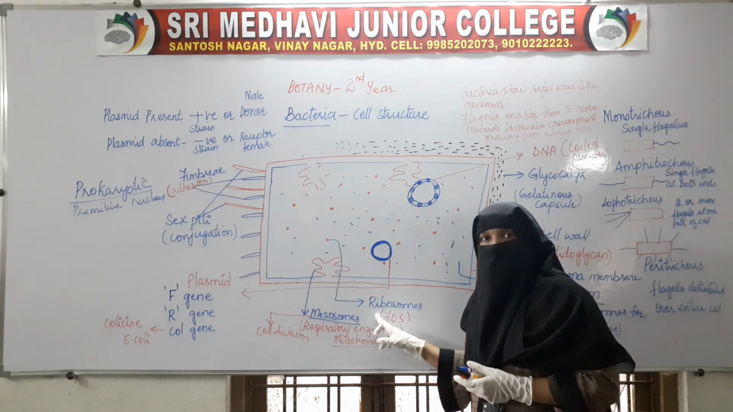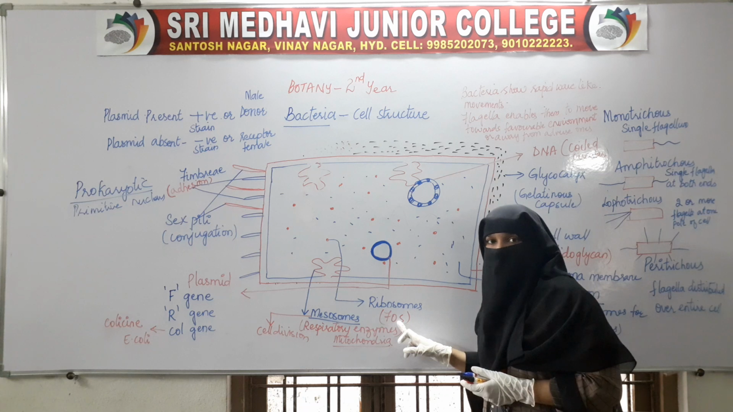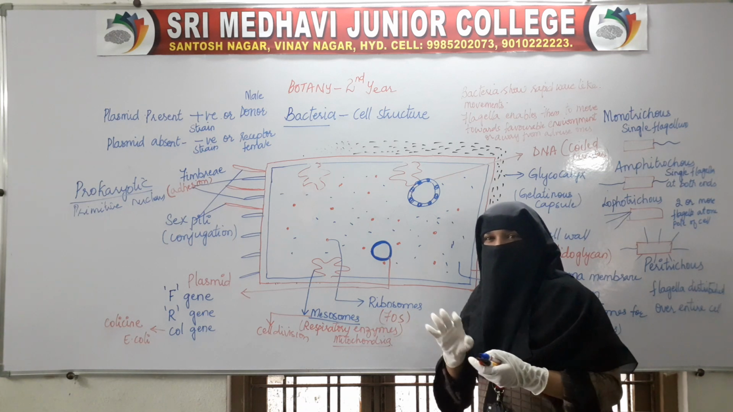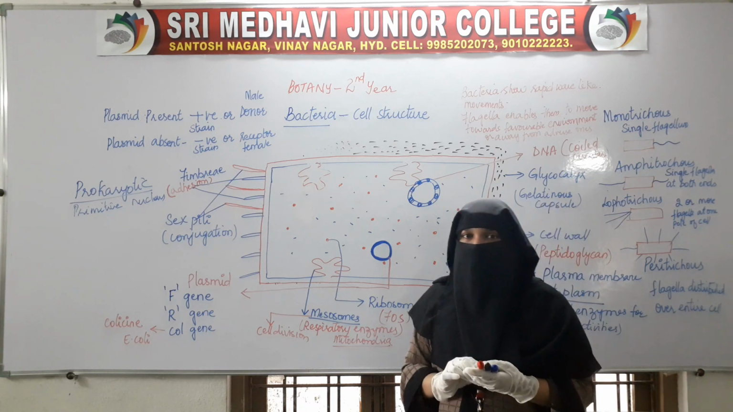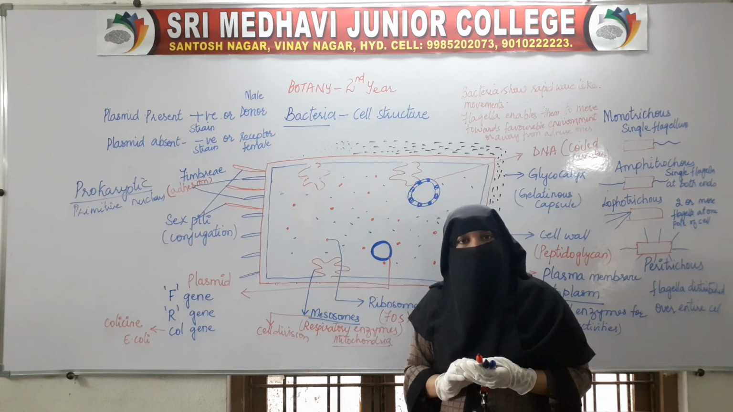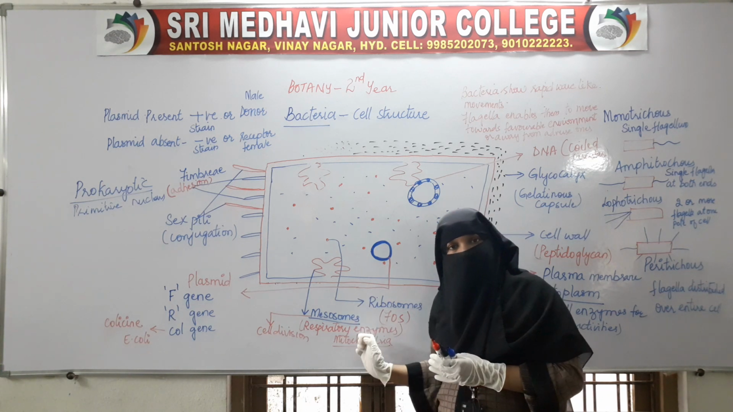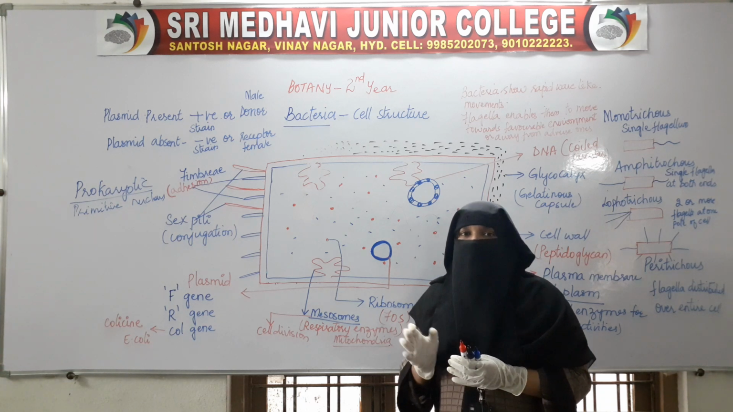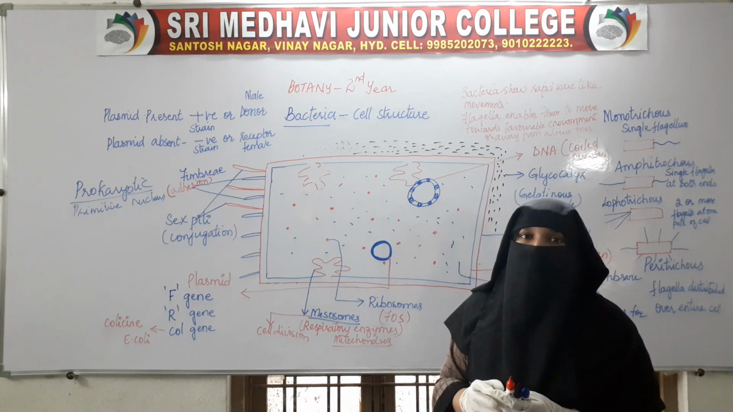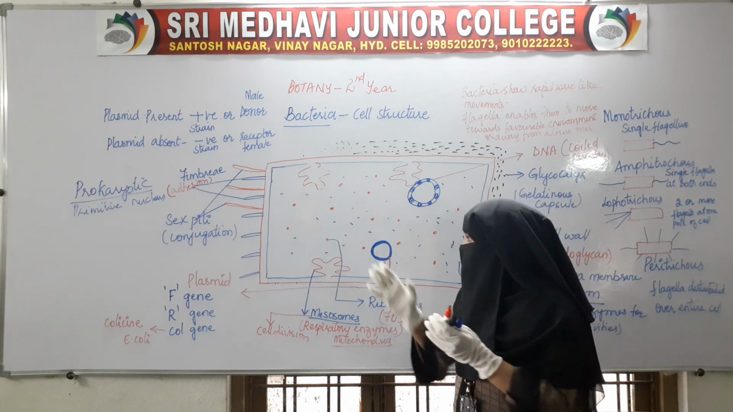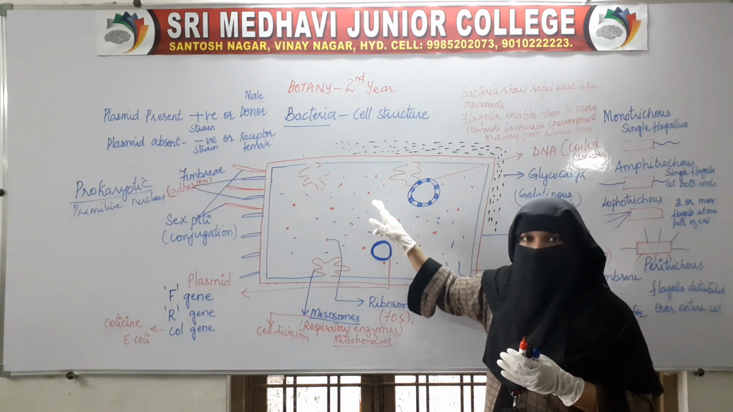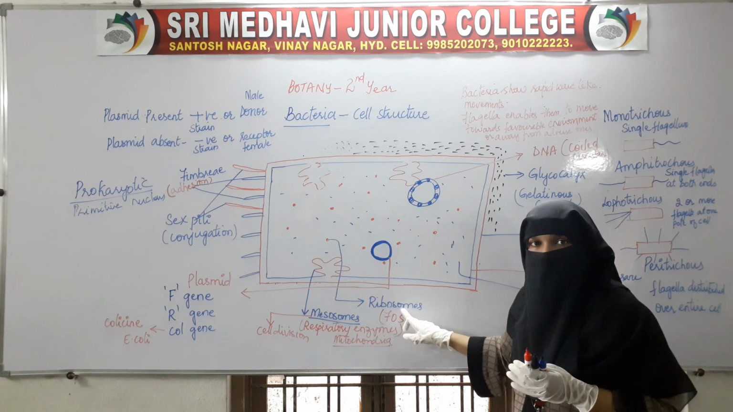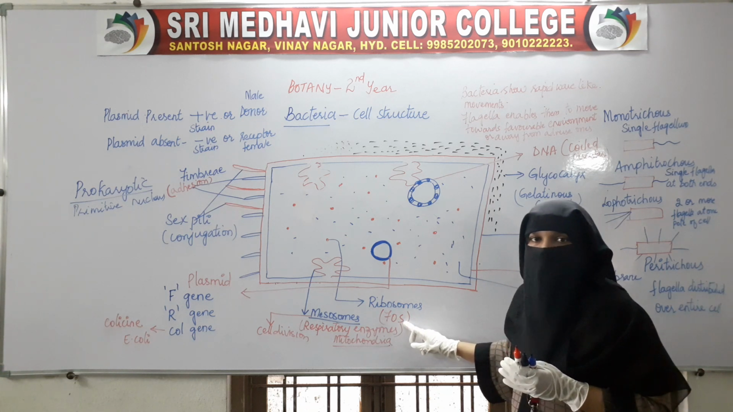These ribosomes are 70S ribosomes. We find two types of ribosomes, 70S and 80S. In prokaryotic cells, 70S ribosomes will be present, and in eukaryotic cells, 80S ribosomes will be present. So inside this prokaryotic or bacterial cell, we find 70S ribosomes.